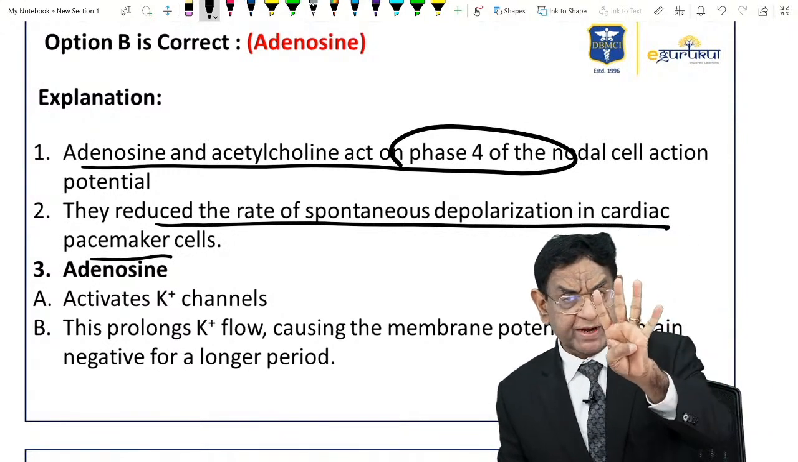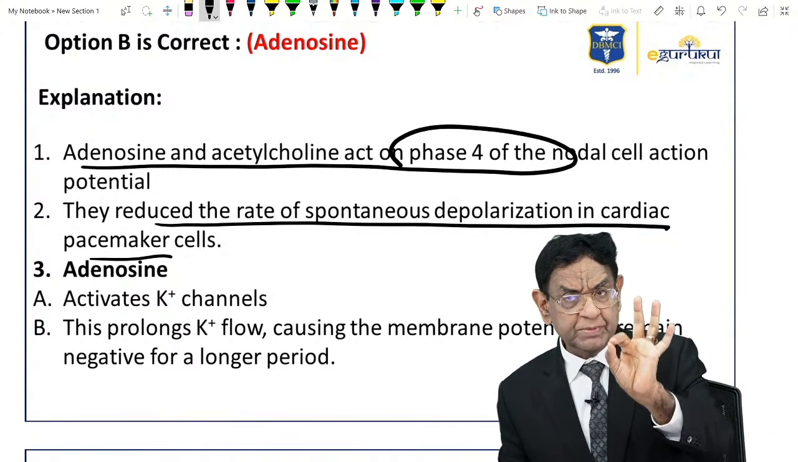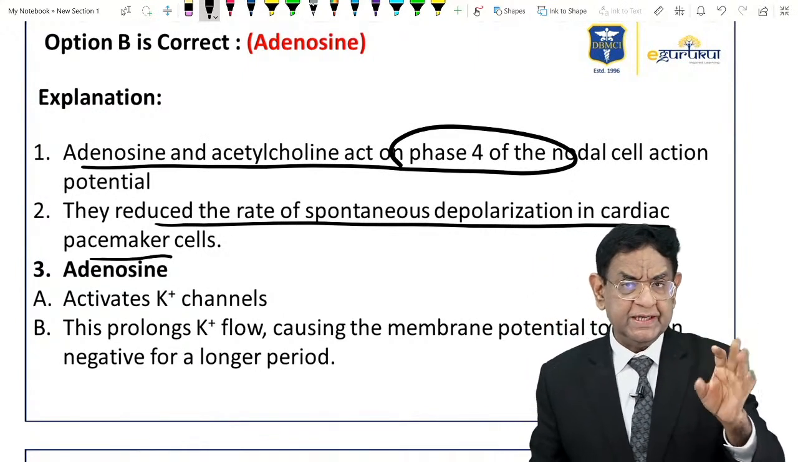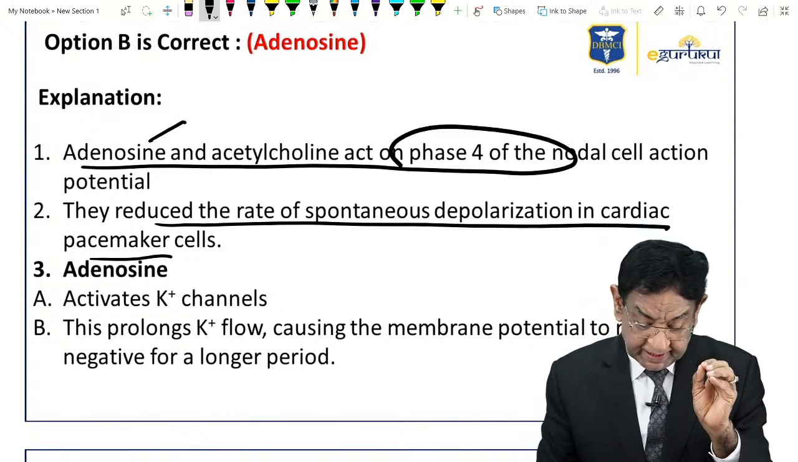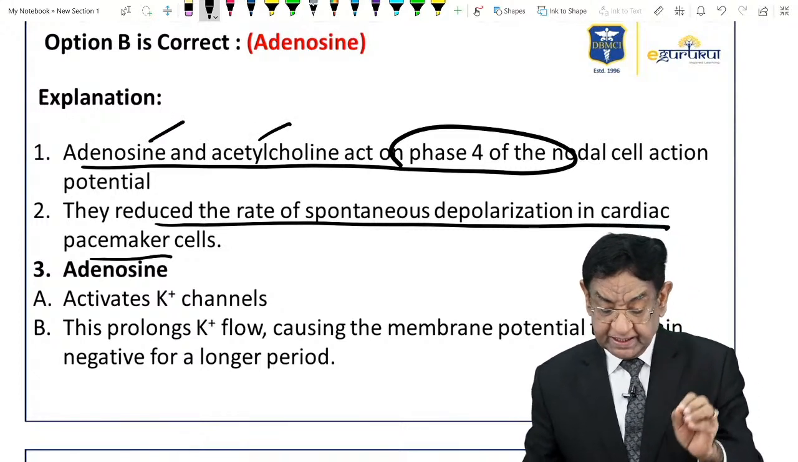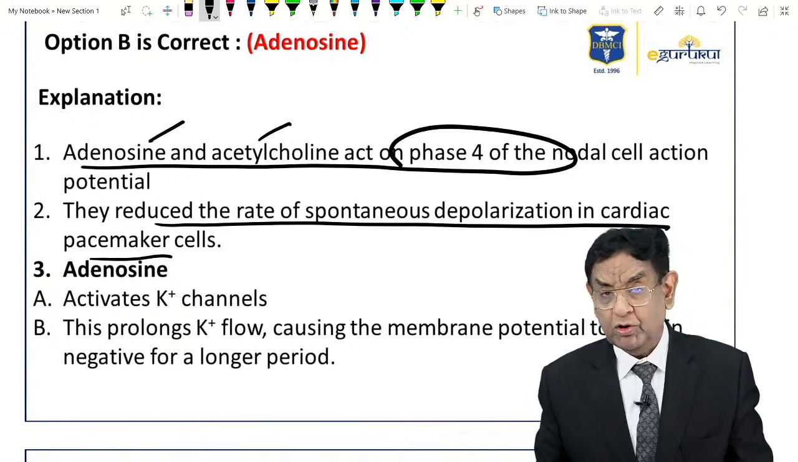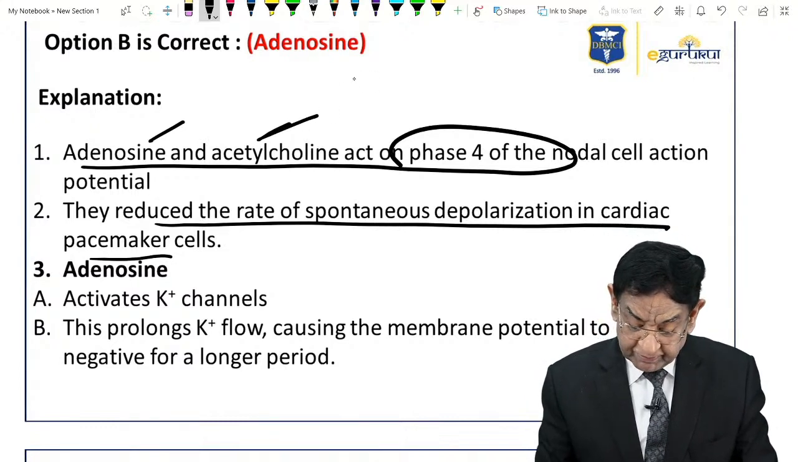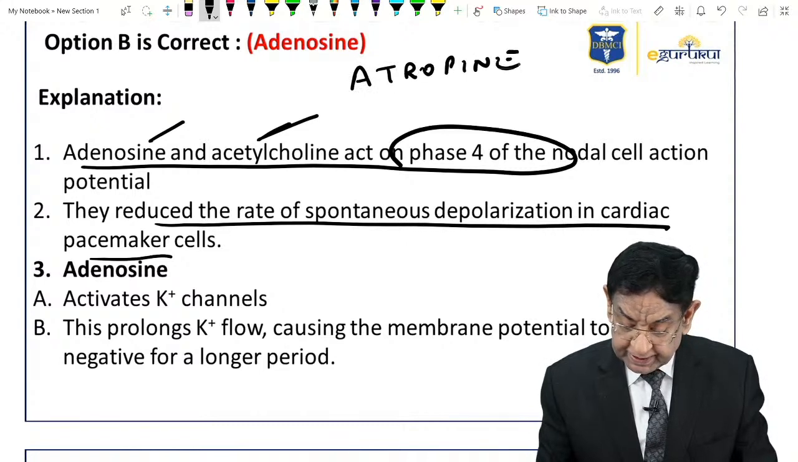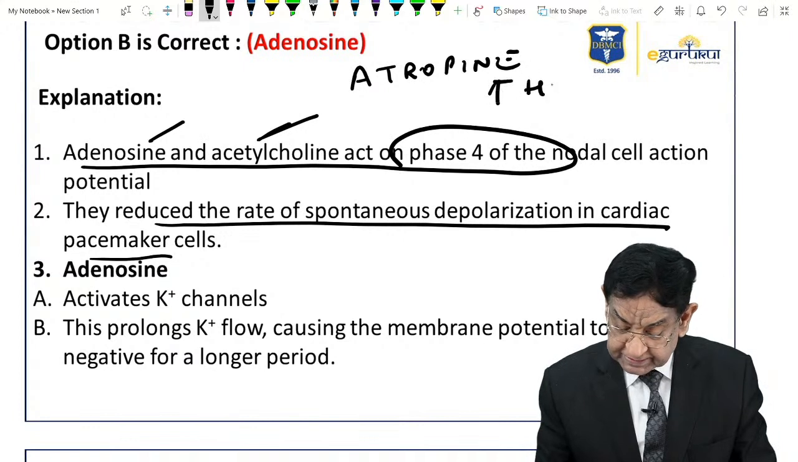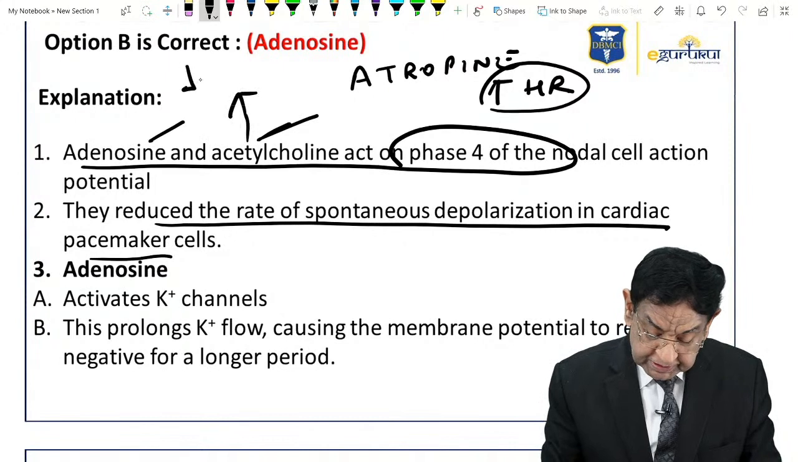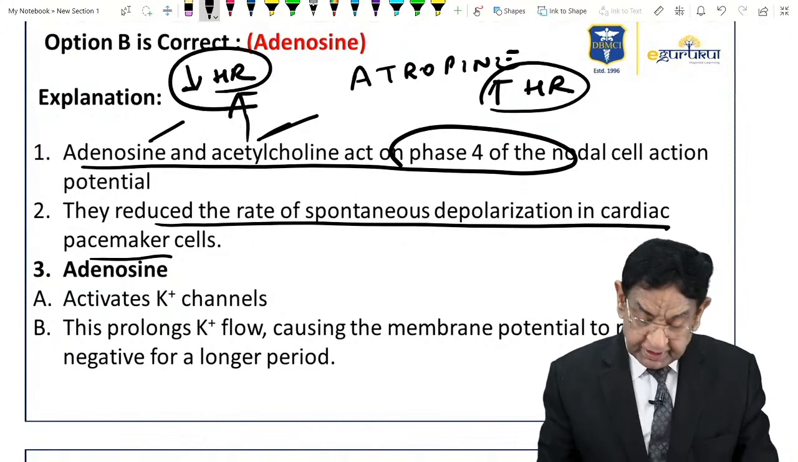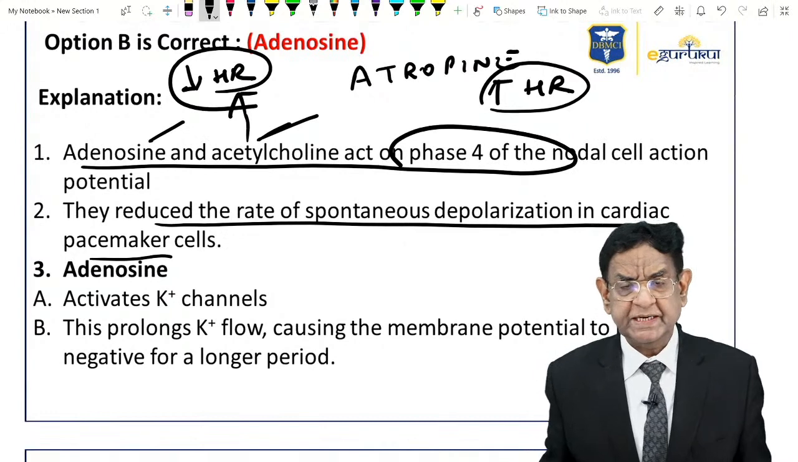Spontaneous depolarization, phase 4. Remember, automaticity was due to the inherent quality of the cells to depolarize in phase 4. So these two drugs, adenosine and acetylcholine, they are going to act there, and we all know this very well. Let me give you an example. We all know atropine. Atropine increases heart rate. We also know that acetylcholine reduces heart rate.